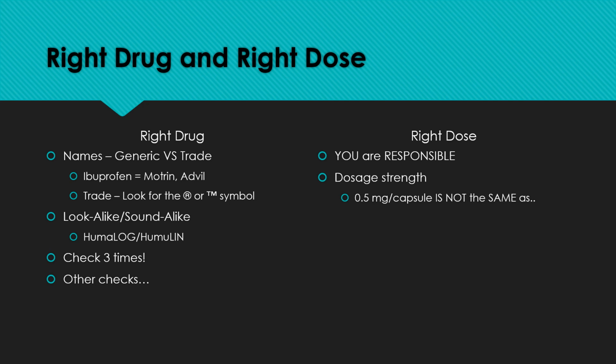When you're looking at a label on a medication, I want you to know that one way you can identify the trade name is that you are looking for that registered symbol or the trademark symbol. And actually, trade names are easier to pronounce than the generic names too, most times.